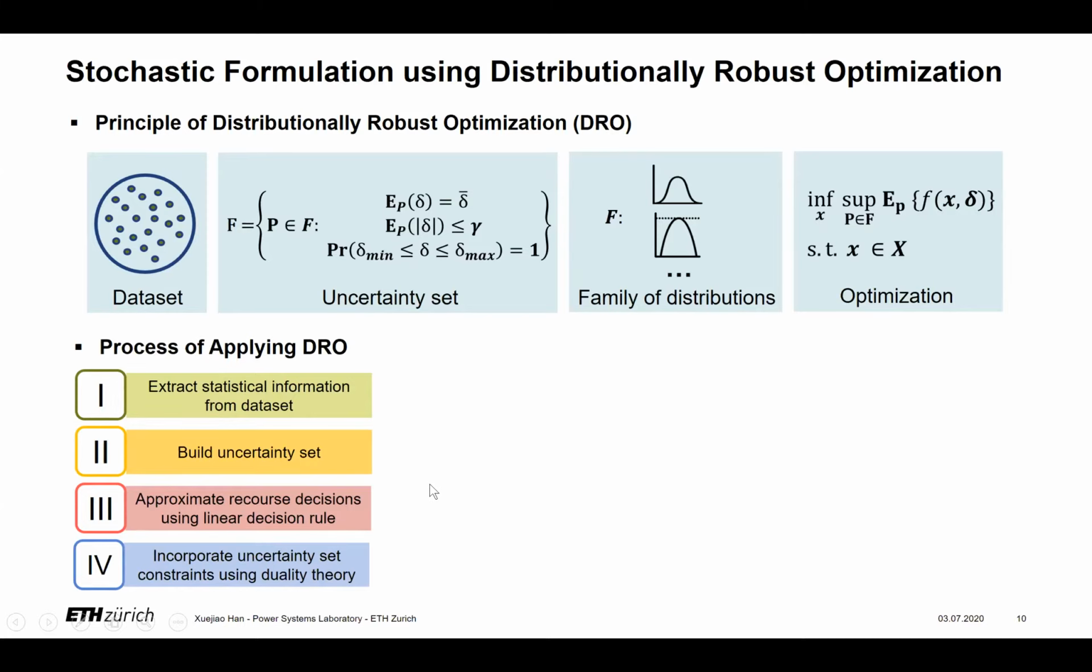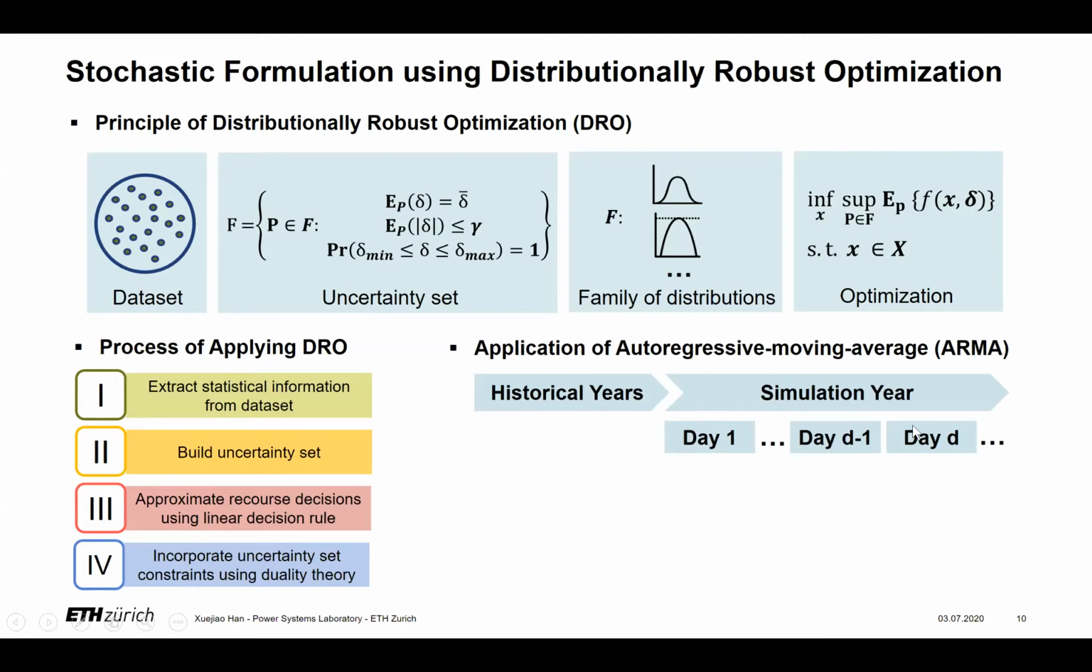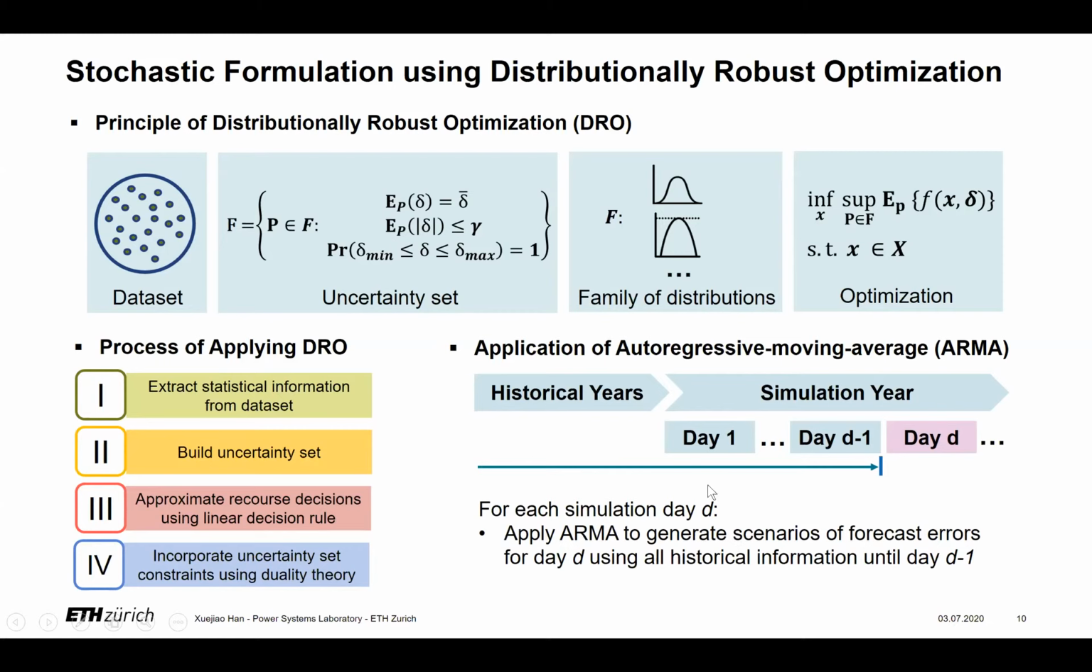As we know, there is correlation of the forecast errors across different time steps. So in this work, we use this correlation by applying the autoregressive moving average method. The idea is that for each simulation day D, we apply the ARMA method to generate scenarios of forecast errors for day D using all the historical information until day D-1. Then we update the uncertainty set using the scenarios generated by this ARMA method, and we do it in a rolling horizon way.